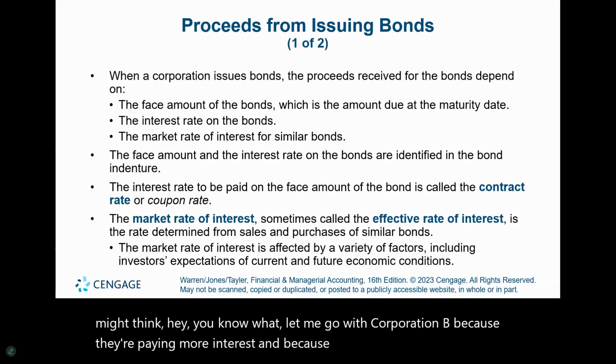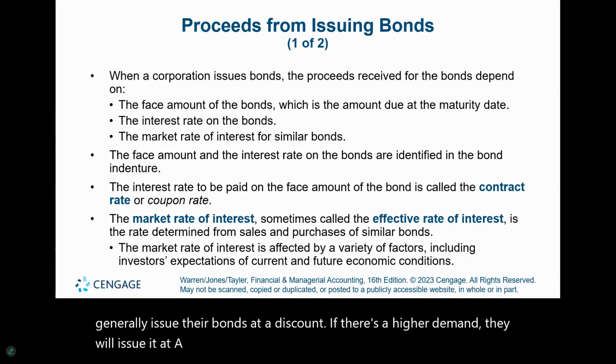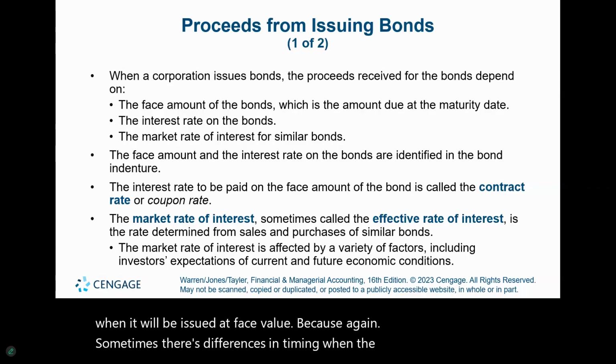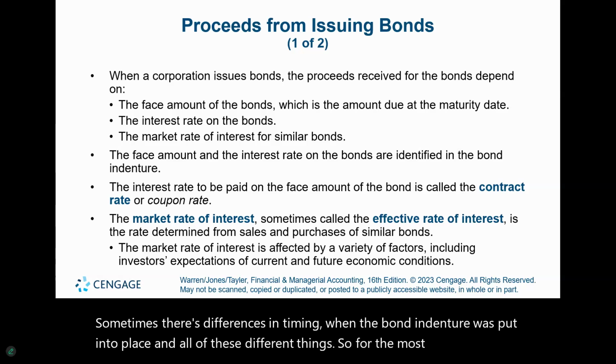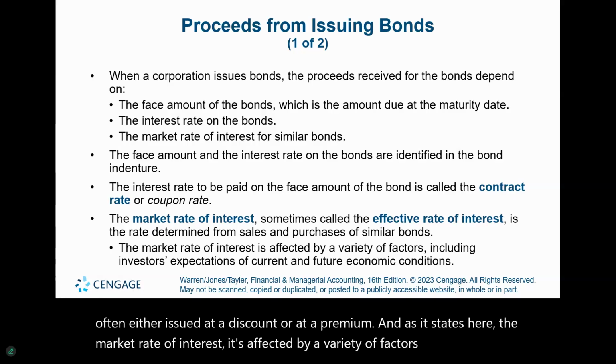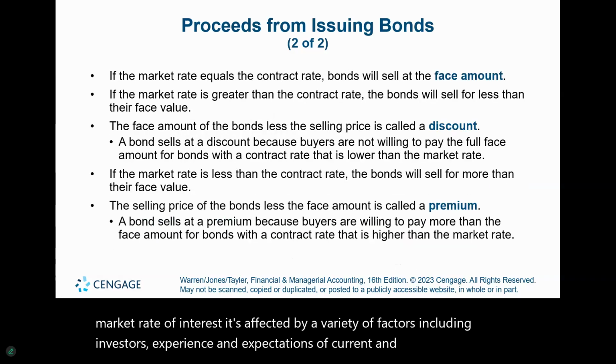And because of that, corporations will generally issue their bonds at a discount. If there's a higher demand, they will issue it at a premium. And in a perfect world, that's when it will be issued at face value. Because again, sometimes there are differences in timing when the bond indenture was put into place and all of these different things. So for the most part, bonds are often either issued at a discount or at a premium. And as it states here, the market rate of interest is affected by a variety of factors, including investors' experience and expectations of current and future economic conditions.